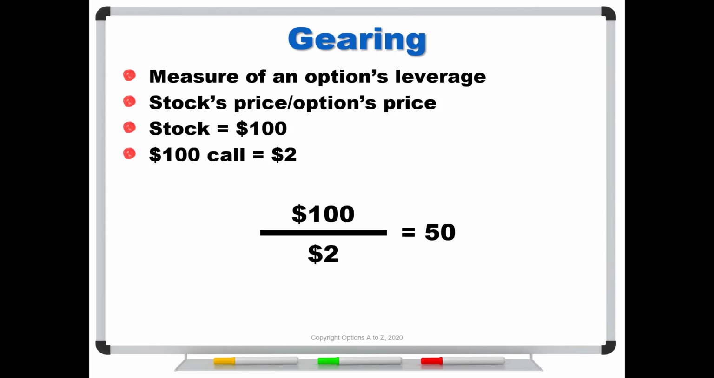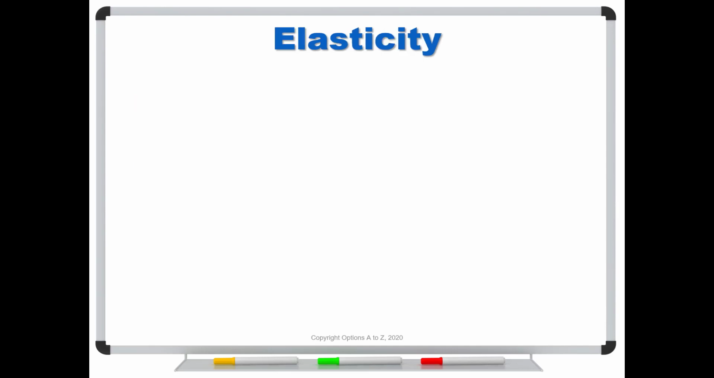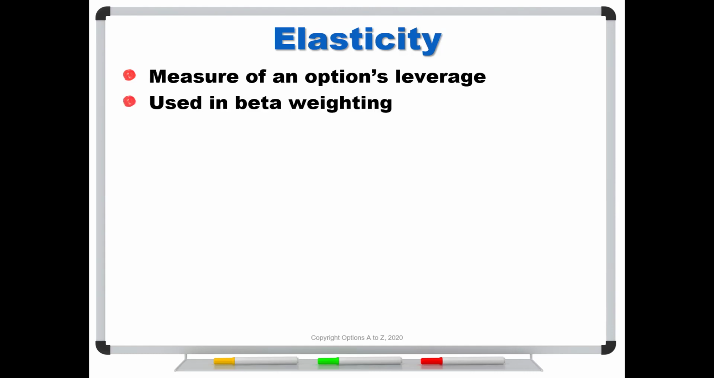So to overcome those problems, there's another calculation called the elasticity. And it too is a measure of an option's leverage. Elasticity measures are used all the time in finance and in economics. What you're going to do is look at the relationships between percentage changes. This elasticity measure is also used in beta weighting. If you don't know what beta weighting is, there is another video in here talking about that, but you'll see that one of the calculations is the elasticity.